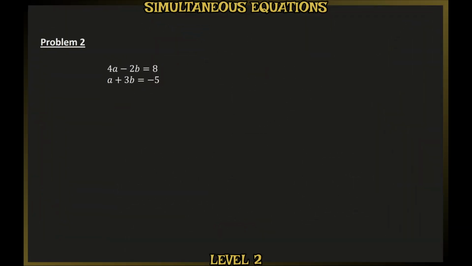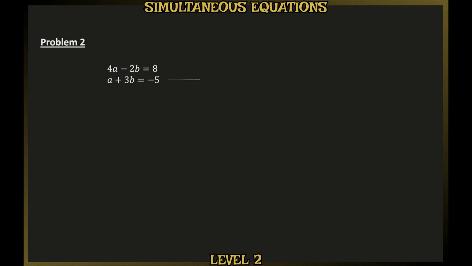In problem 2, we're solving 4a minus 2b equals 8 and a plus 3b is equal to minus 5. We're going to solve by elimination here, which means that we need to either eliminate the a's or the b's. And this means that we need the same number of one pair in each of the equations. Now at the moment we don't have the same number of a's or the same number of b's.